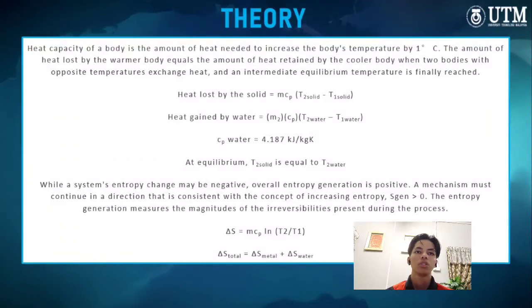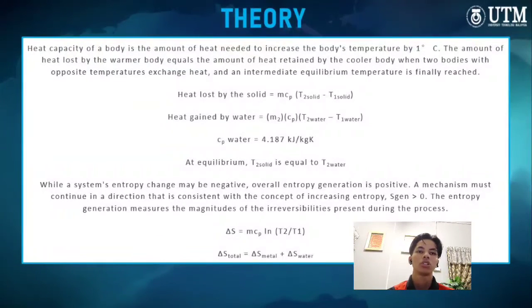I will continue to the next topic, which is the theory for experiment 7. The heat capacity of a body is the amount of heat needed to increase the body's temperature by 1 degree Celsius. The amount of heat lost by the warmer body equals the amount of heat retained by the cooler body when two bodies with opposite temperatures exchange heat and an intermediate equilibrium temperature is finally reached.